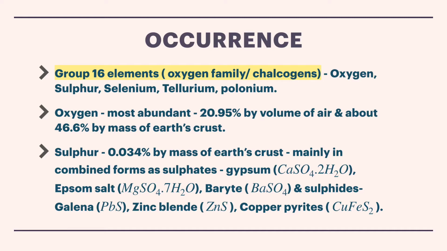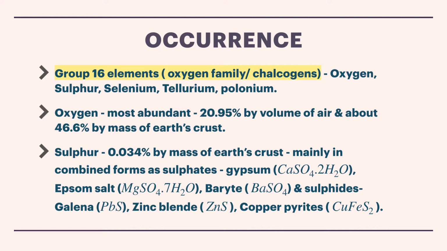Okay, so the first element of this family, that is oxygen, is most abundantly found, about 20.95% by volume of air and about 46.6% by mass of earth crust. Okay, now next one, sulfur. Sulfur is 0.034% by mass of earth crust and mainly found in combined forms as sulfates.